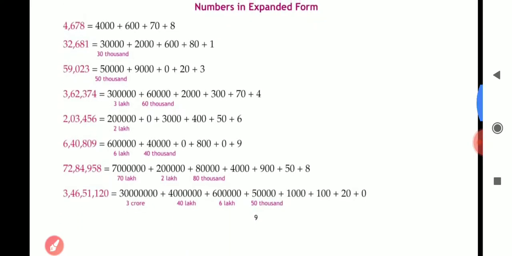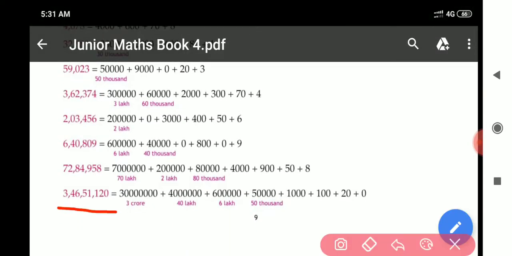Now look here. See, 3 crore 46 lakh 51,120. So how to expand this large number? After 3, how many zeros will we put? 1, 2, 3, 4, 5, 6, 7. We will put 7 zeros, then 6 zeros, then 5 zeros. Count the number of digits and then write down that number of zeros.